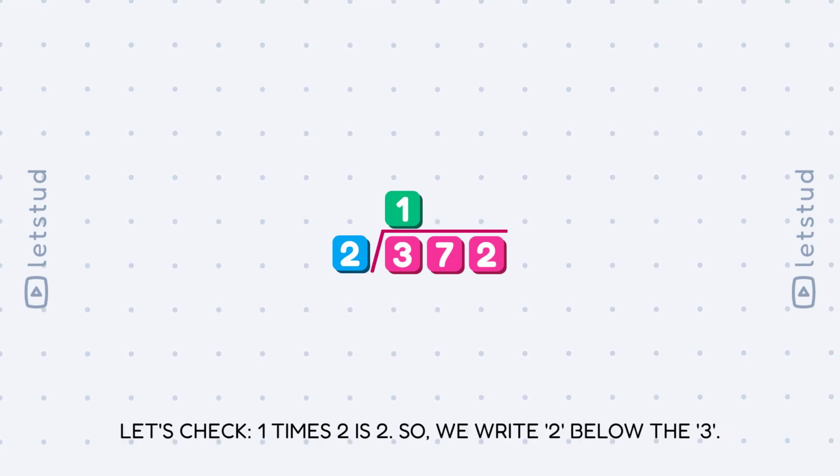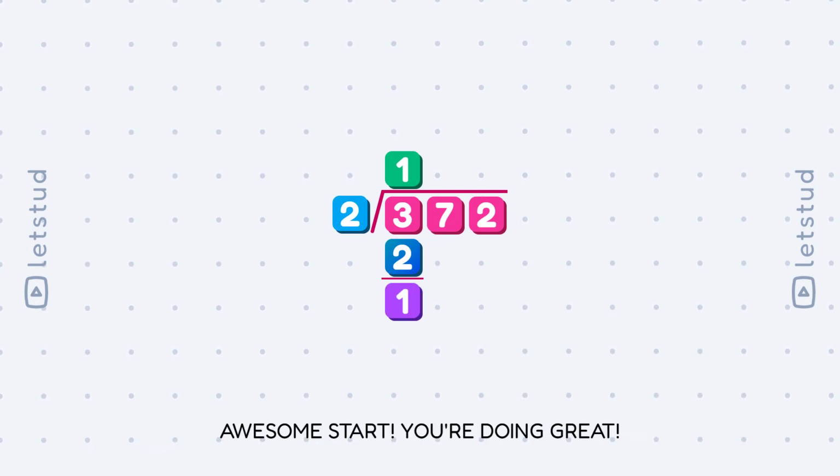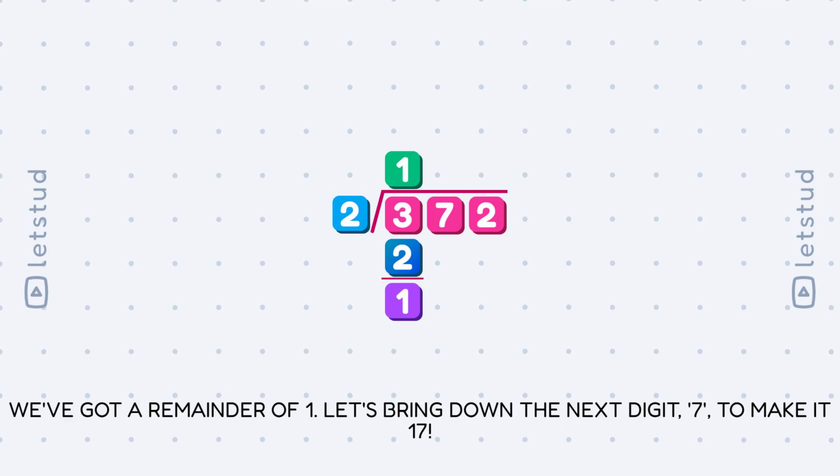Let's check: 1 times 2 is 2, so we write 2 below the 3. Now we subtract: 3 minus 2 equals 1. This is our first remainder. Awesome start, you're doing great. We've got a remainder of 1.